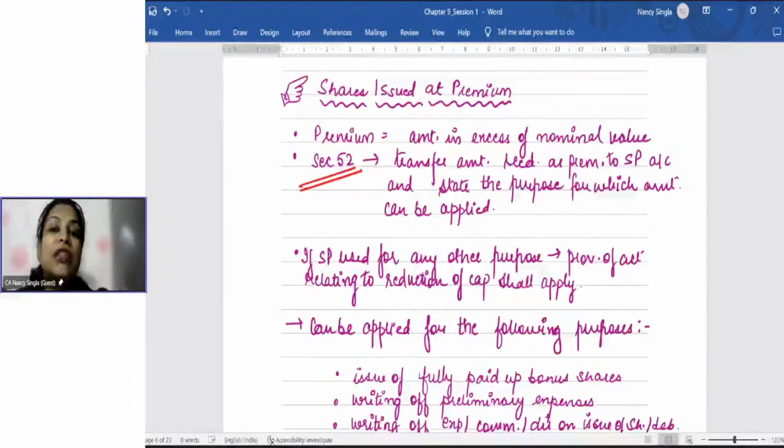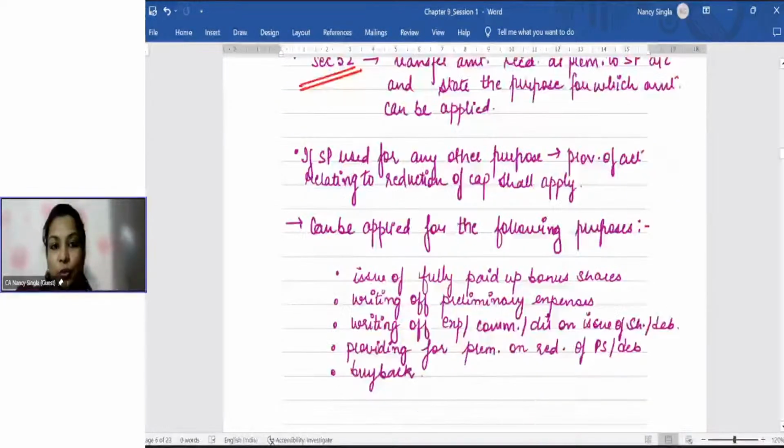Now section 52 says that when the shares are issued by a company at a premium, then such premium amount needs to be transferred to a separate securities premium account, and the company needs to state the purpose for which such amount will be applied. And students, this securities premium is a capital reserve. It cannot be used for free distribution as dividend. It can be utilized only for certain limited purposes which are specified in section 52.